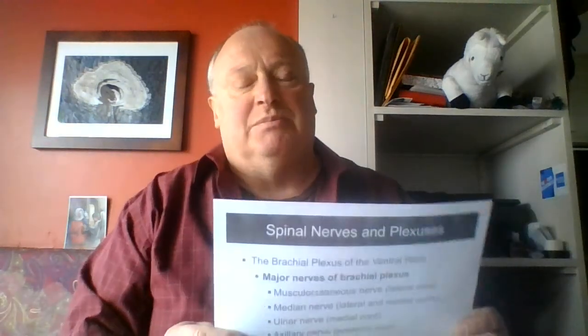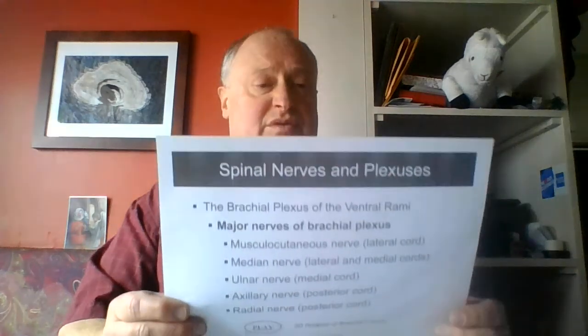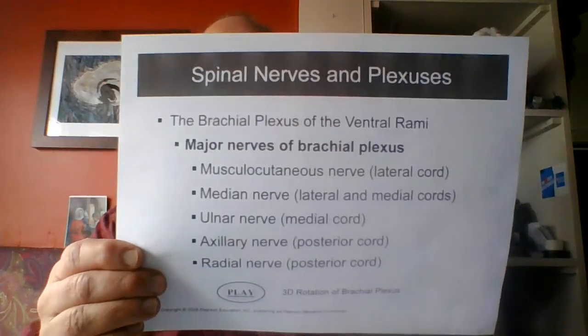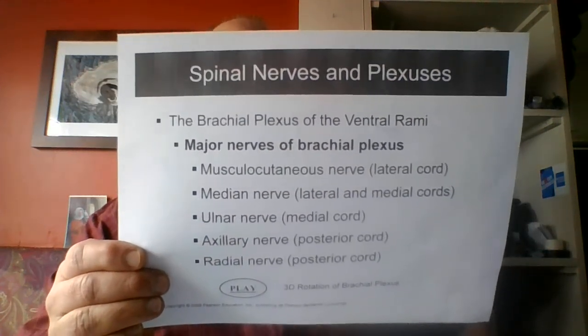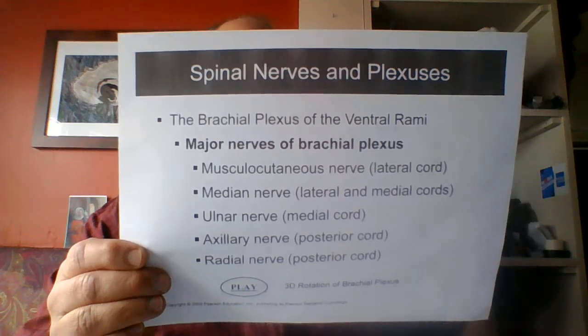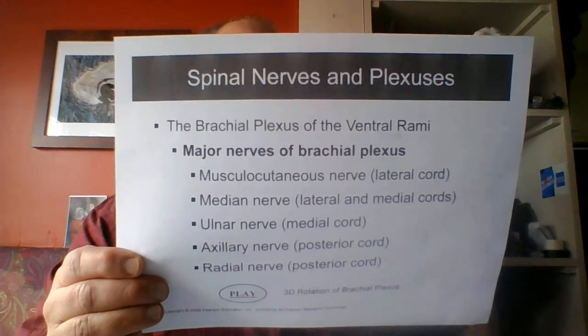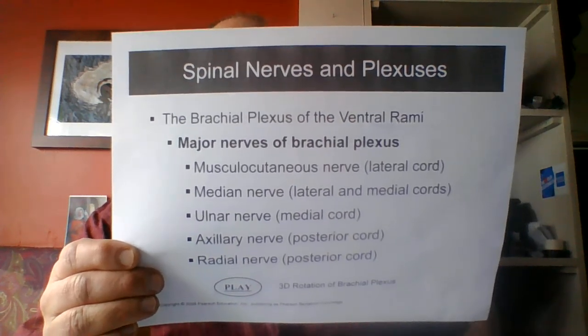Okay, so let's focus on the brachial plexus. There are a few nerves here. Musculocutaneous. Let's see, we got that good. Median, ulnar, axillary, and radial. Again, this group of nerves innervates pectoral girdle and upper limbs. Okay.